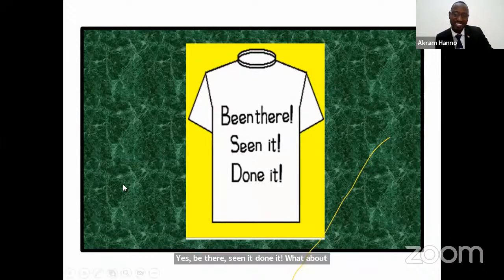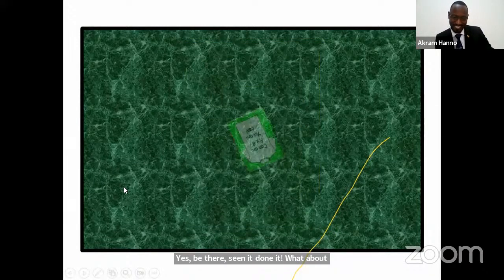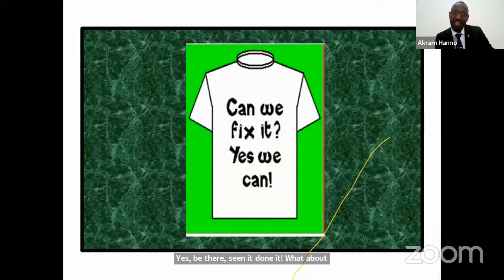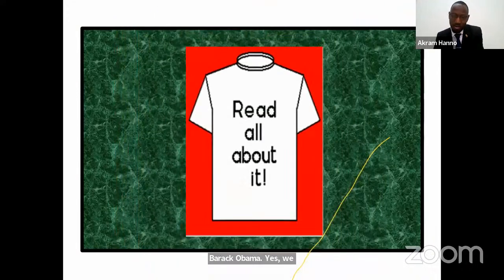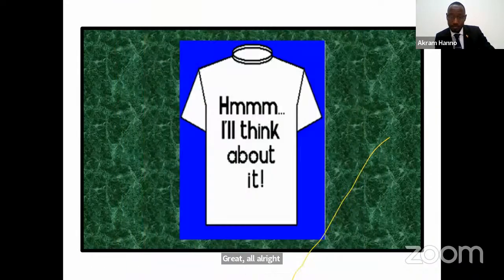What about this? Can we fix it? Yes, we can. And this reminds us of Barack Obama. Yes, we can. Okay, read all about it. I'll think about it.